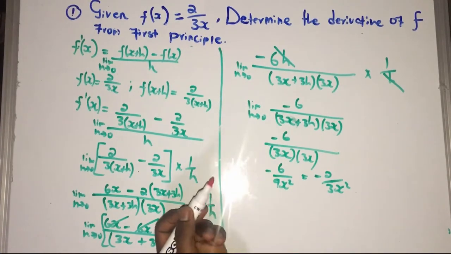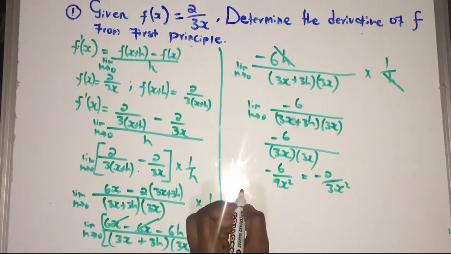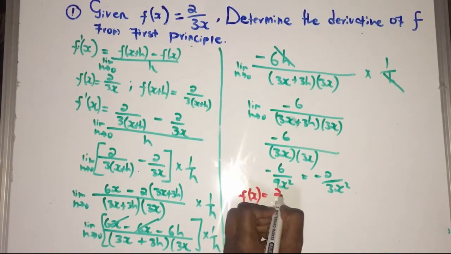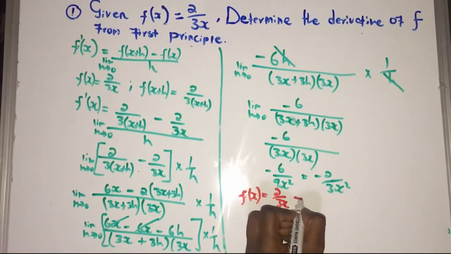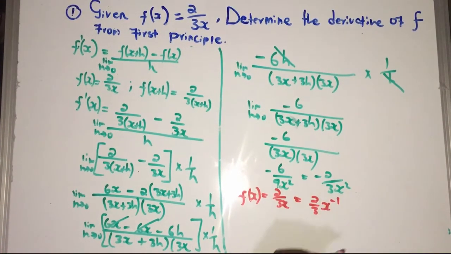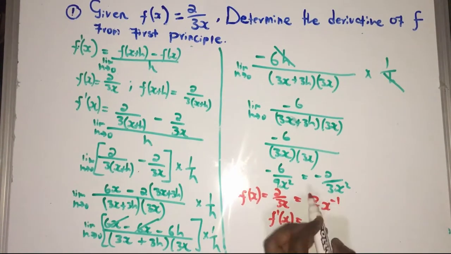From escalation we cannot differentiate any polynomial. So now the function is 2 over 3x, which we can rewrite as 2 over 3 times x to the minus 1. So how do we differentiate this? Look at our derivative.